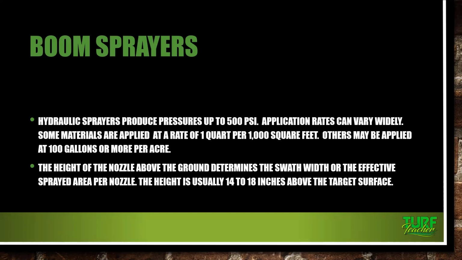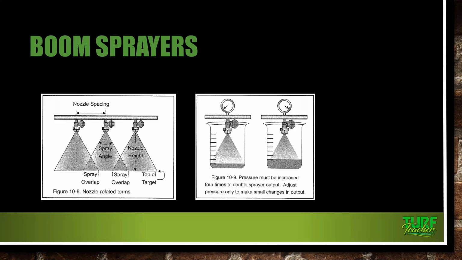So you've got to watch that and make sure that it's lowered, especially if you're using a boom sprayer on the back of a lawn tractor or whatever. That thing can move up and down. Again, nozzle spacing, you want the overlap. Pressure must increase 4 times to double your sprayer output. Adjust pressure only to make small changes in the output. Again, when you're doubling your speed, you're cutting your application rate in half. And when you're dropping that speed, you're doubling it.